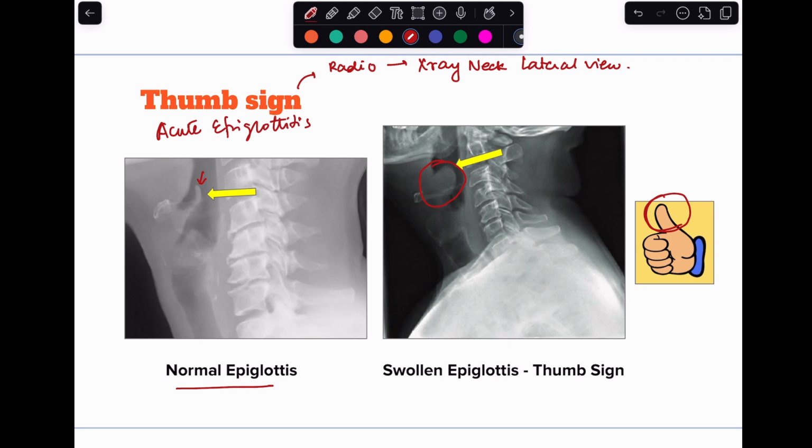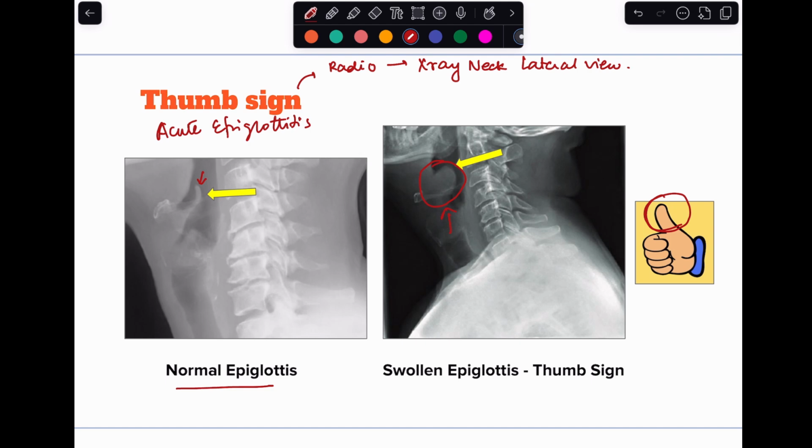Now, in acute epiglottitis, what happens is there is severe inflammation and edema of the epiglottis and the aryepiglottic folds. That leads to the epiglottis becoming very thickened and taking up this rounded shape. And because it looks like a thumb, therefore it is known as the thumb sign. So now you know what is the difference between steeple sign and the thumb sign, right?